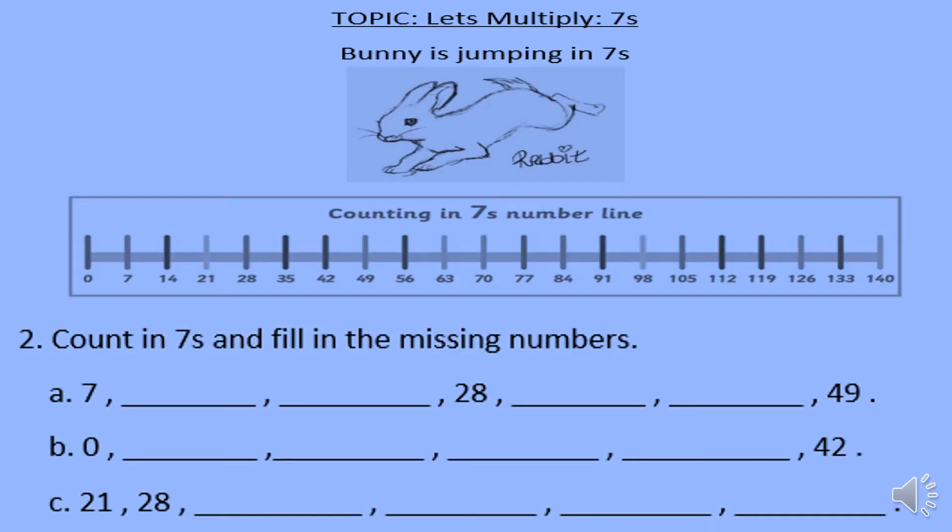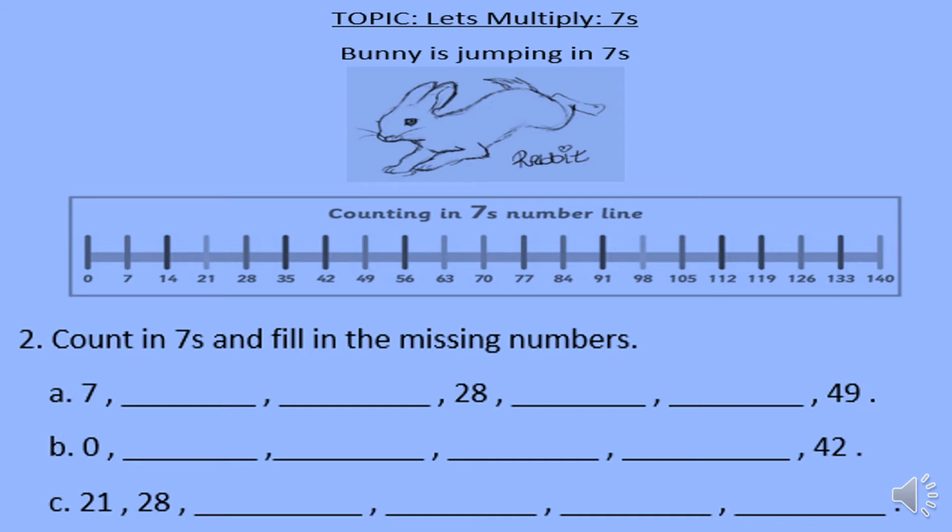Next one is, let's multiply 7s. Bunny is jumping in 7s. You see the number line, it's counting in 7s, or you can say it's a 7 times table. The question is, count in 7s and fill in the missing numbers. In A, it starts with 7, the next numbers would be 14, 21, 28 is given, then 35, 42 and 49.